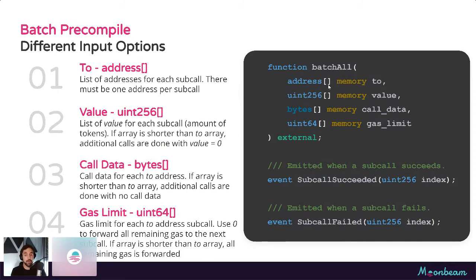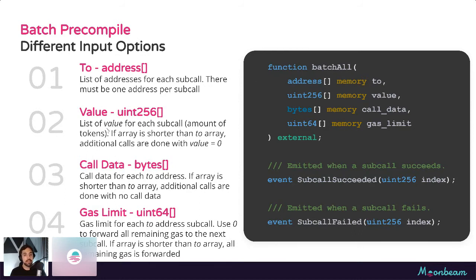So it could be either a smart contract address if we want to interact with a smart contract, or it could also be an account address if we want to, for example, send native tokens to multiple addresses. And it could be a mix as well. It doesn't have to be one or the other. And there must be 1 address per subcall. So even if you're doing, for example, multiple subcalls to one single contract, you have to put it repeatedly there so that the precompile understands that there are, for example, 10 calls to the same contract, okay?